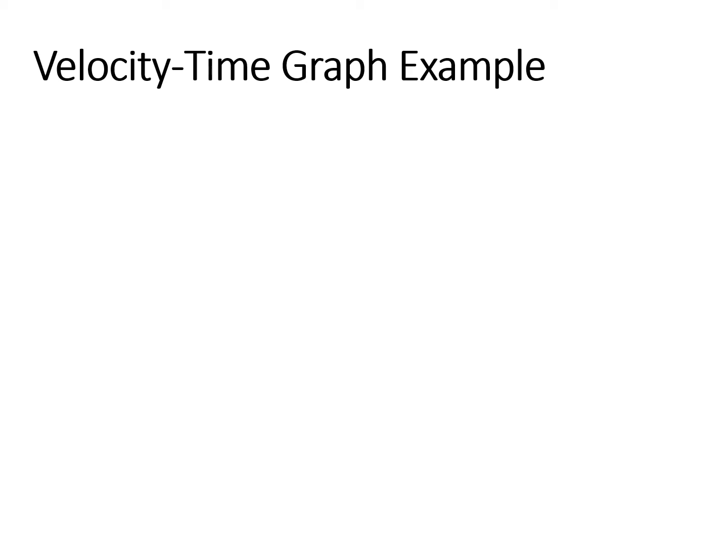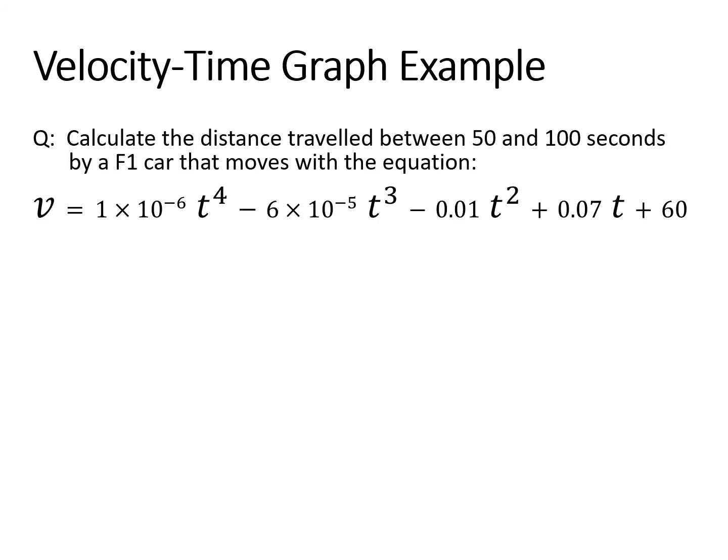Here's a slightly harder example. This is a velocity time graph example. So the question says, calculate the distance travelled between 50 and 100 seconds by a Formula 1 car that moves with the equation v equals, and it's got quite a long, complicated equation. It isn't actually a very difficult equation. It's just that the numbers are a bit small. So you've got 1 times 10 to the minus 6.